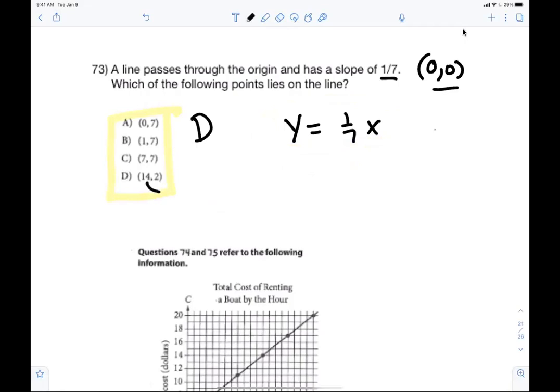If you plug 14 in for x, what's 1/7 times 14? 2. So that's how I know that point's on the graph. The other points don't work. Do you understand that? Oh, I get it. Okay.